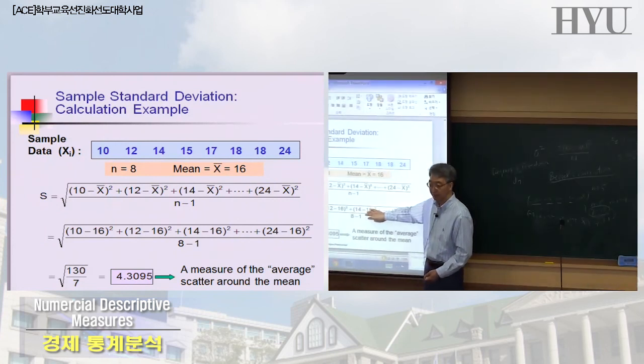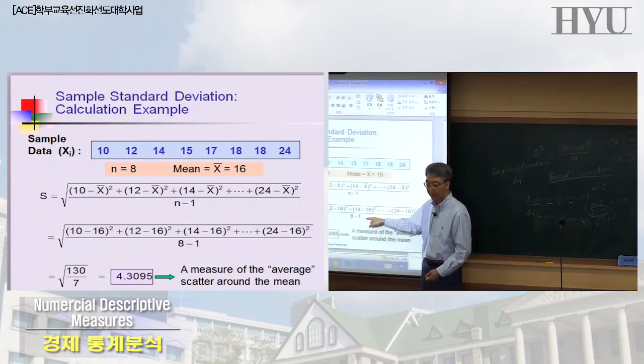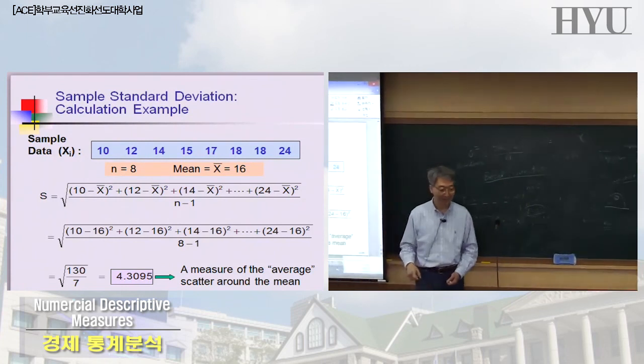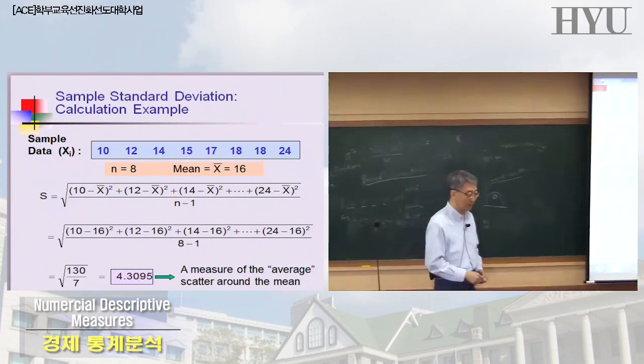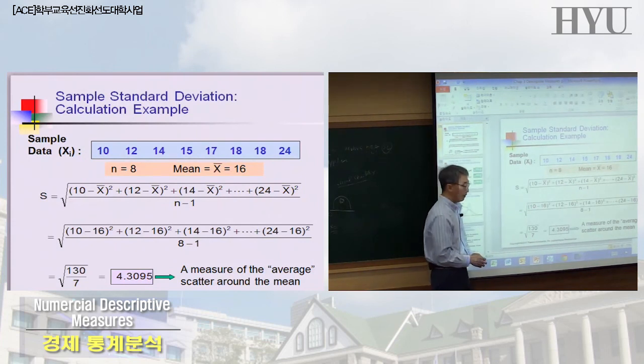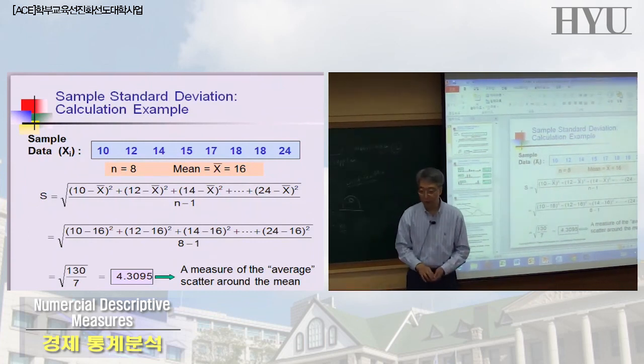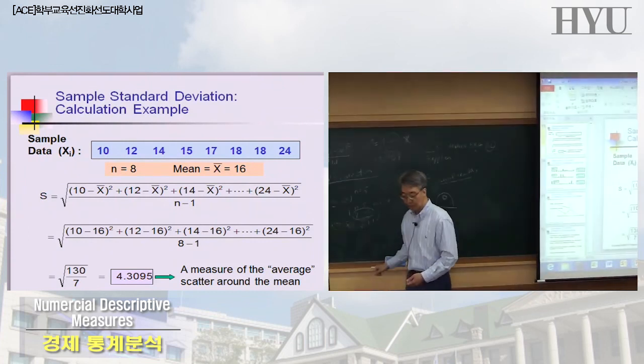The deviation is inside the parentheses, and you squared all the deviations, add them up, divide by n minus 1, what is it? Sorry, I'm asking a very obvious question. It's variance, isn't it? So what's inside the square root is variance. If you take a square root, that becomes standard deviation. So standard deviation is 4.3095. You should be able to do that by hand for the case when you take an exam.